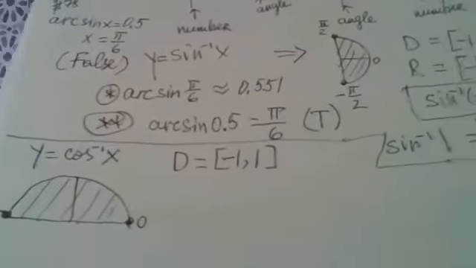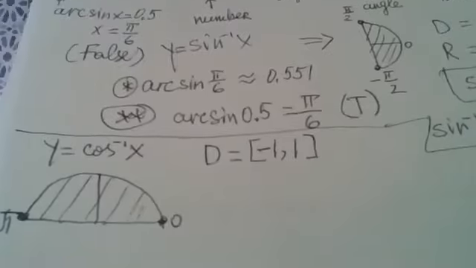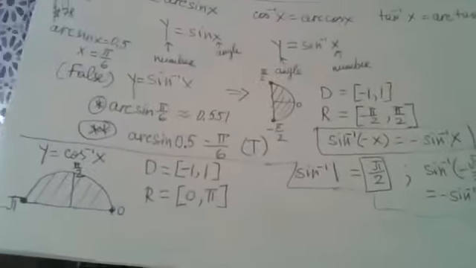Now, if you look at the shaded half of the circle for arc sine, it was the right half of the circle. For this function, arc cosine, we have the top half of the circle. So basically, I can write that the range is from 0 to pi. Both ends are closed, meaning included.